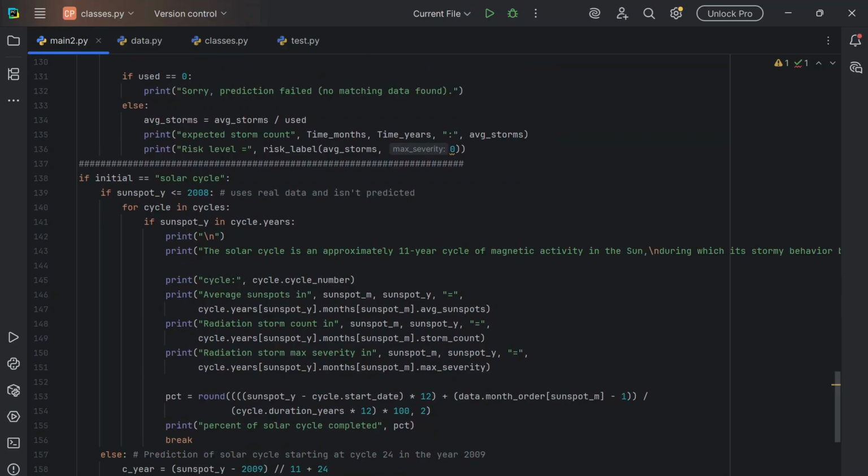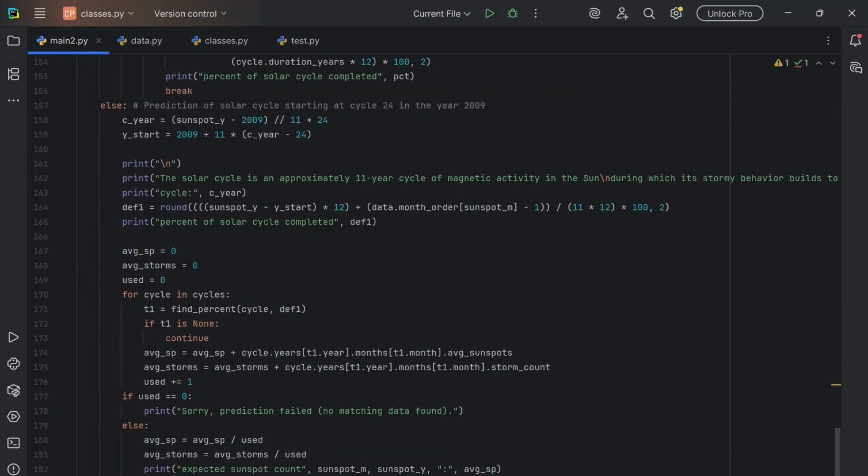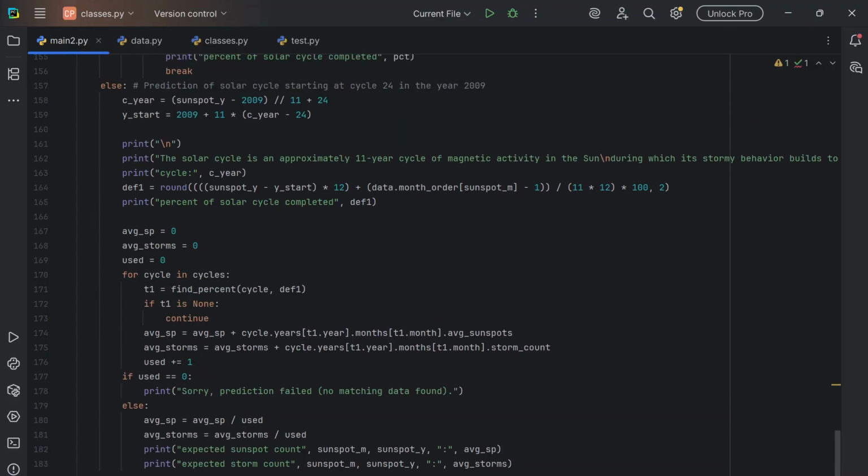The same is done for the solar cycle. If it's within the data that's already recorded, it just prints it out. And if not, it starts the cycle at 24 in the year 2009 and does some math to get the information. I'd say more on the math for that. For C year and Y start, Y is the user input for year, and it's subtracted by 2009 because that is the first year which we do not have data for. So this is the process for gathering that data.